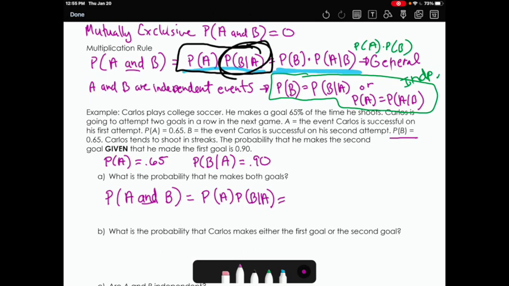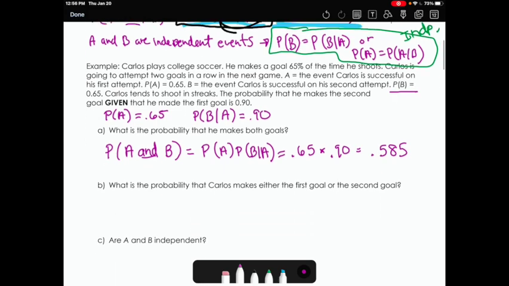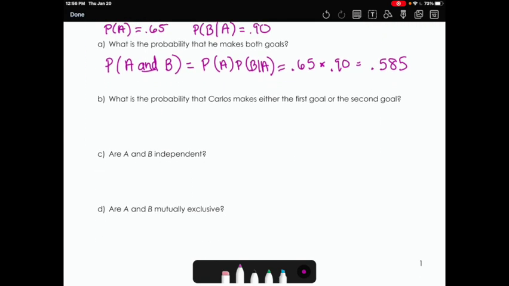Okay, so we know that the probability of A is 0.65, and we know that the probability of B given A is 0.90. So when I multiply these together, 0.65 times 0.90, I'm going to get 0.585. So the probability that he is going to make a goal the first time and the second time is about 58.5%. Okay, part B in this question, it says, what is the probability that Carlos makes either the first goal or the second goal?